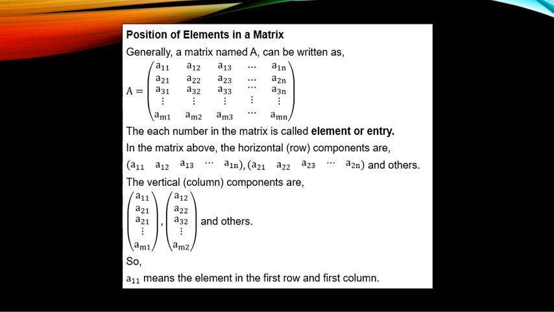Okay, so let's look at another thing: position of elements in a matrix. You know, in every family, all the children have their own position. Maybe the first child, the second child, the last child, normally called last card in some homes. So the same thing in a matrix, each element or entry has a position. So let's look at a general matrix named A. This can be any size, can be 3 by 3, 3 by 2, like that.